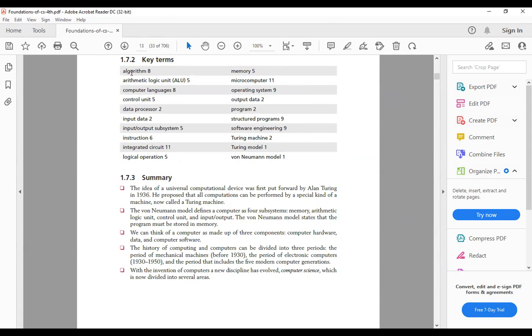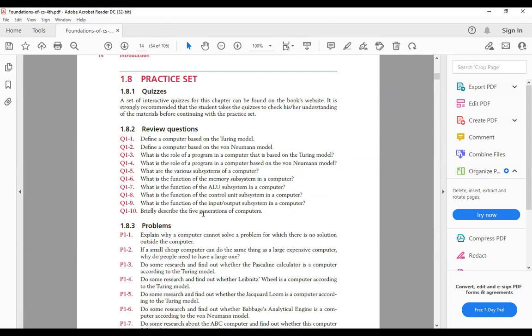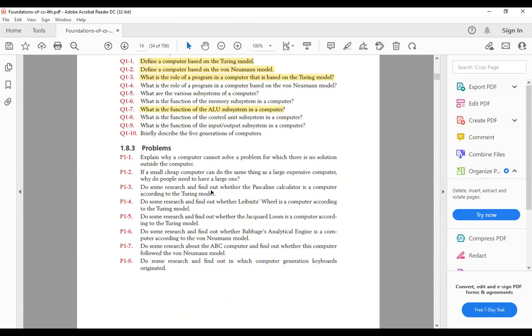We use these at this chapter, like algorithm, arithmetic logic unit, computer language, control unit, data processing. And also the summary is very important for us to summarize this chapter. And then you're going to find some review questions. I believe these questions will improve the skills of the student and help understand the whole chapter. What's the responsibility of the ALU? What's the function of the CU? And so on. Okay. This is the main part of this chapter, and thank you so much.